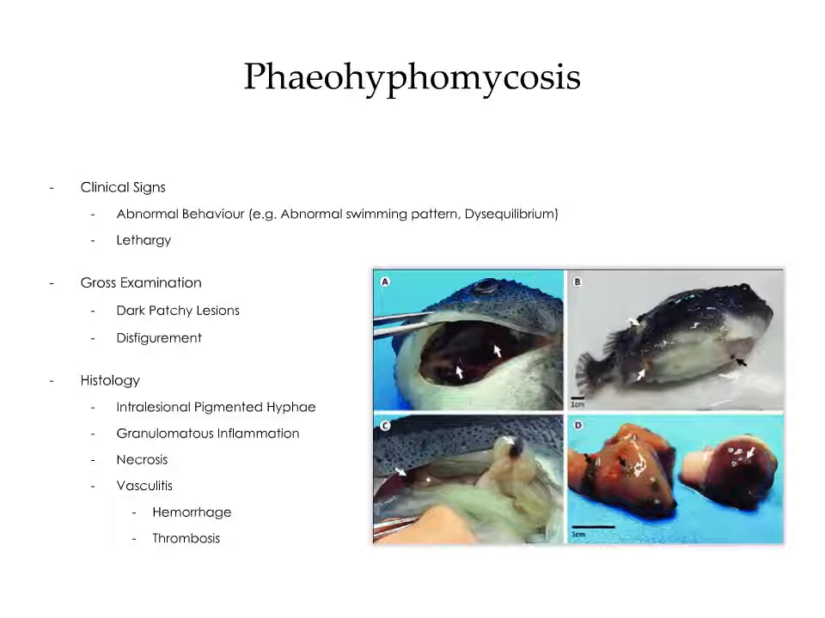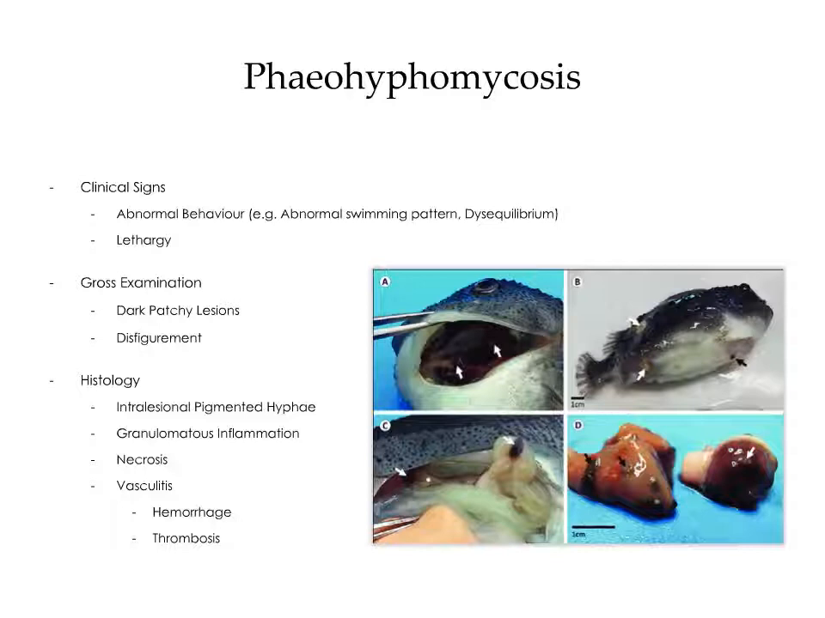Clinical signs associated with infection include abnormal behavior and lethargy. Examples of abnormal behavior include abnormal swimming patterns and disequilibrium. On gross examination, you'll often find dark patchy lesions within the affected tissues. Other lesions may include disfigurement, especially in chronic infections.